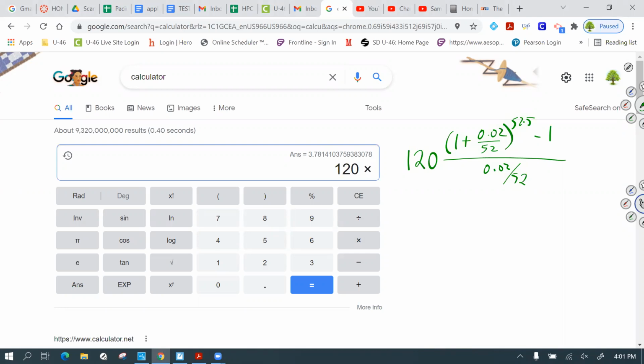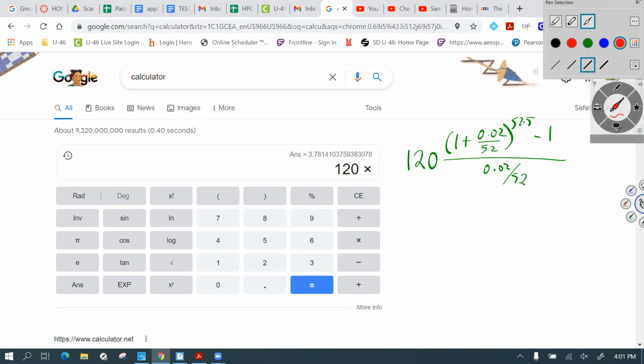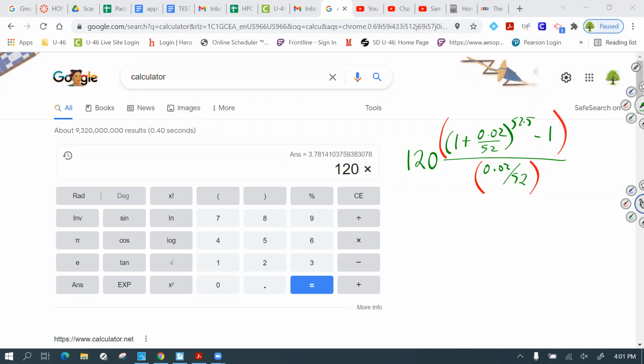Times this big fraction. So we need parentheses around the numerator and around the denominator. So I have parentheses for the red one on the top, and then right away parentheses again for that 1 plus 0.02 divided by 52. I close the parentheses. So now I'm right here, guys.